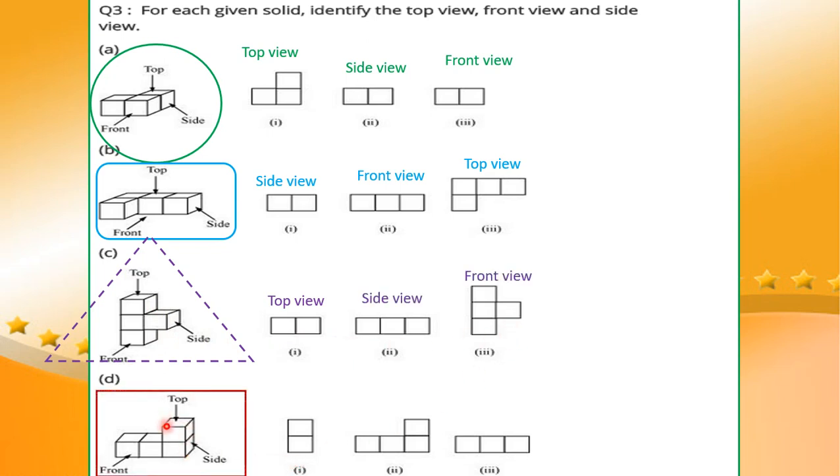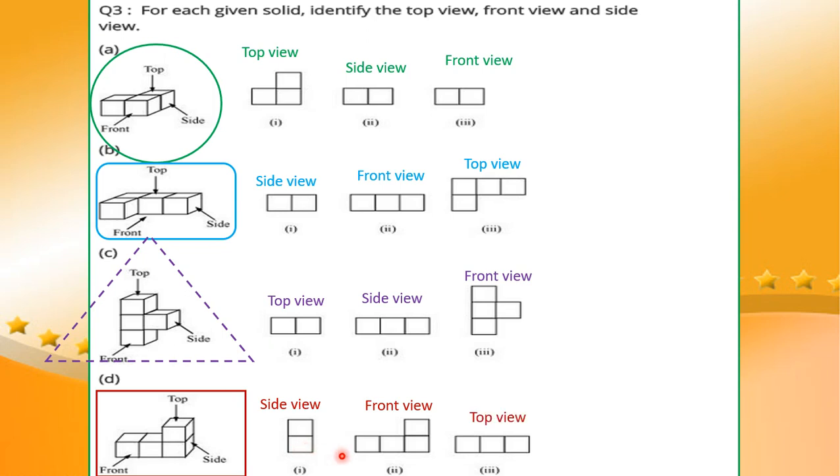Similarly for the D option also we can identify, 1, 2 and 3 squares are able to be seen from the top. So this third option is the top view, and from the front we are able to see 1, 2, 3 and 4 squares. So the second option is the front view, whereas the first option is the side view.